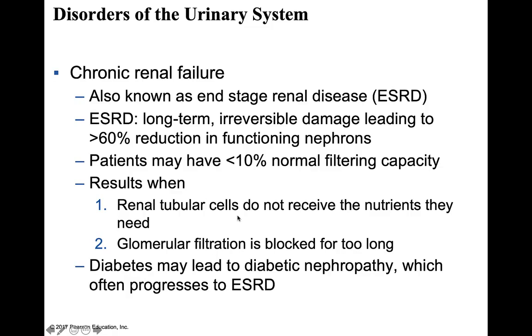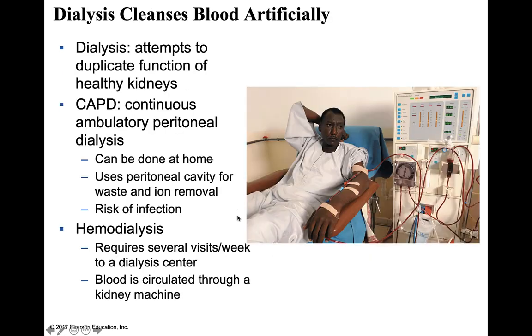Now, what's happening here, basically, is there is a 60% reduction in the nephrons that are actually working. And so really, they're going to have very little, less than 10% of normal filtering capacity due to the damaged nephrons. Now, what will end up happening is there's going to be an increase in toxins within the blood. The filtration is going to be blocked for too long, and all of those things can result in that. I already indicated diabetes may lead to a neuropathy, which often progresses to chronic renal disease.